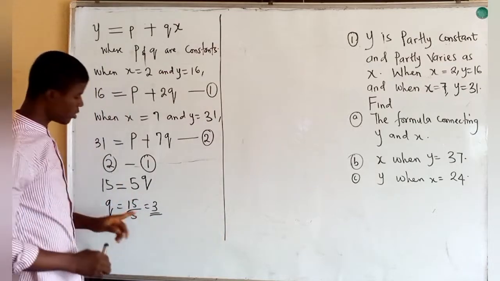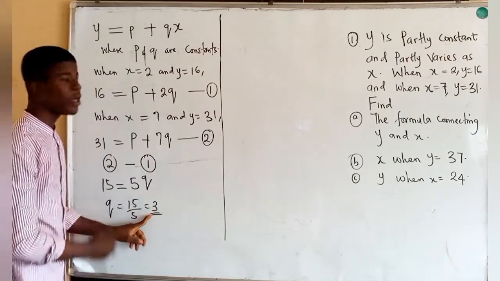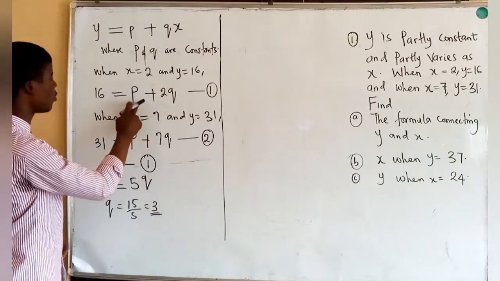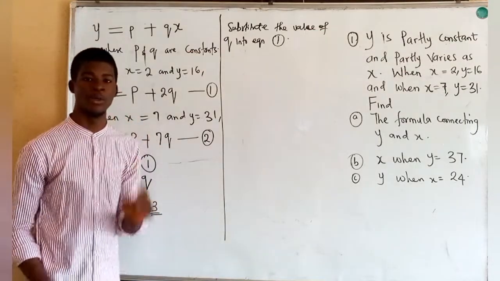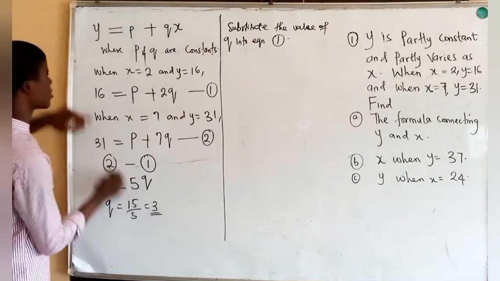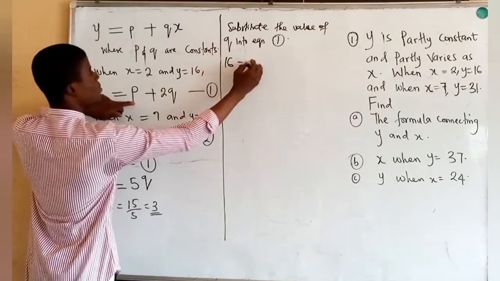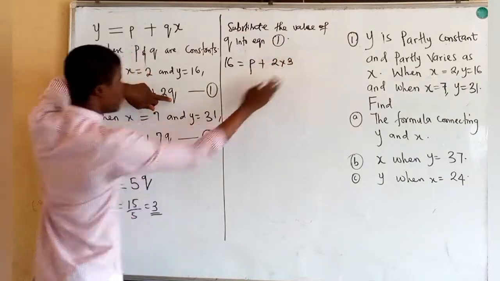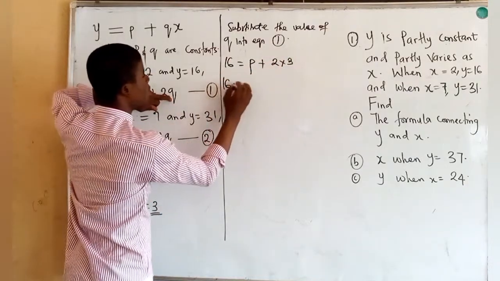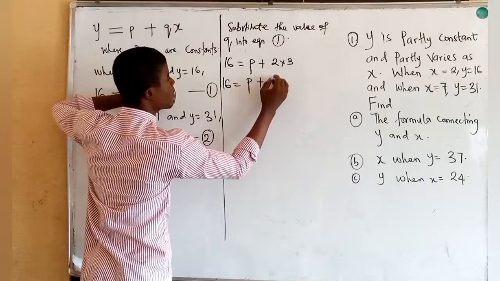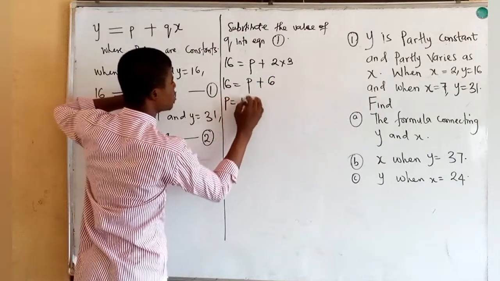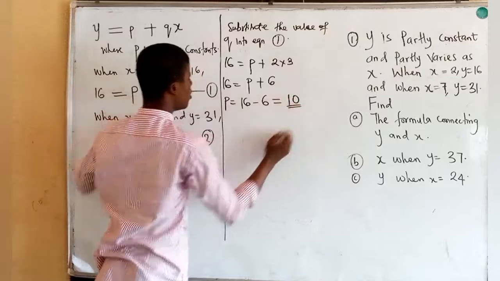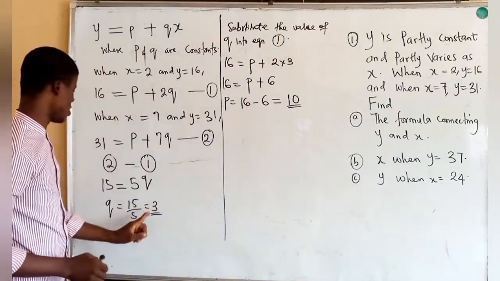We will now substitute this value 3 of Q into any of equation 1 or 2. Any one. So let's put it into equation 1 so that we can get the answer of P. So what do I do now is to say 16 is equal to P plus 2 times Q. That's 2 times 3. Q is now 3. So 16 is equal to P plus 2 times 3, which is 6. So P is equal to 16 minus 6. And this will give me 10. So the value of P is 10 and Q is 3.